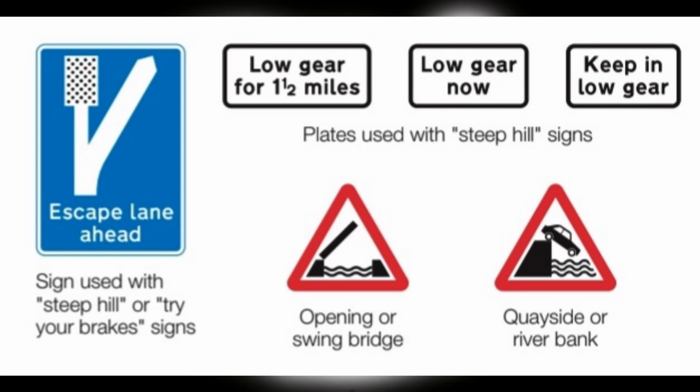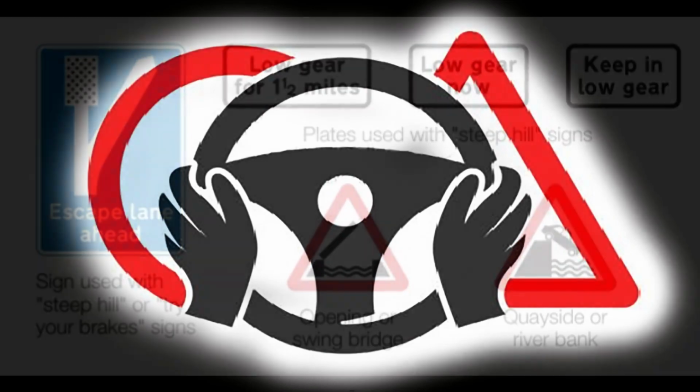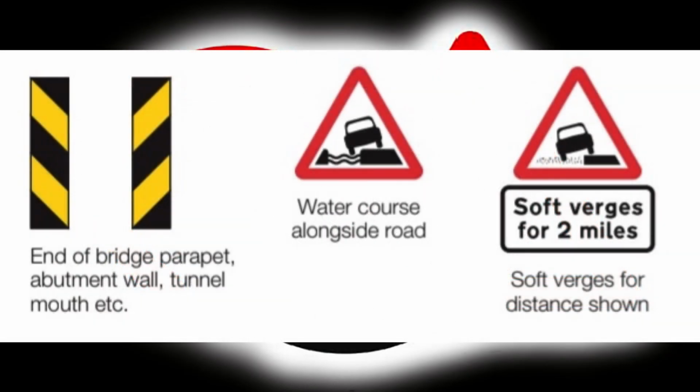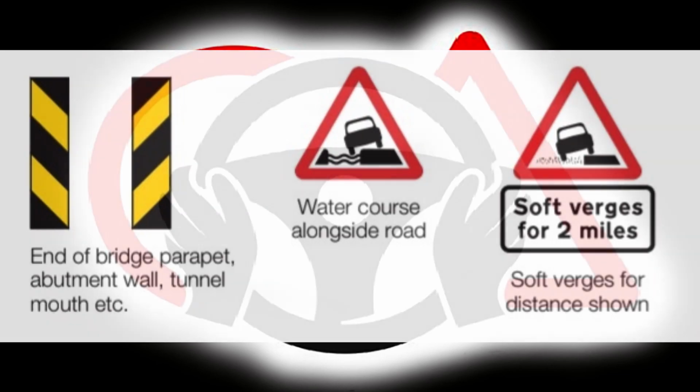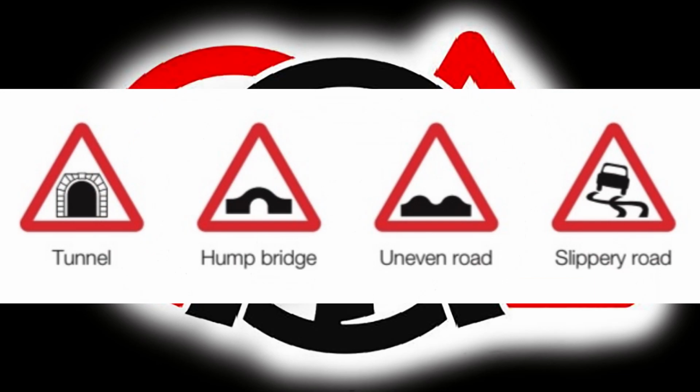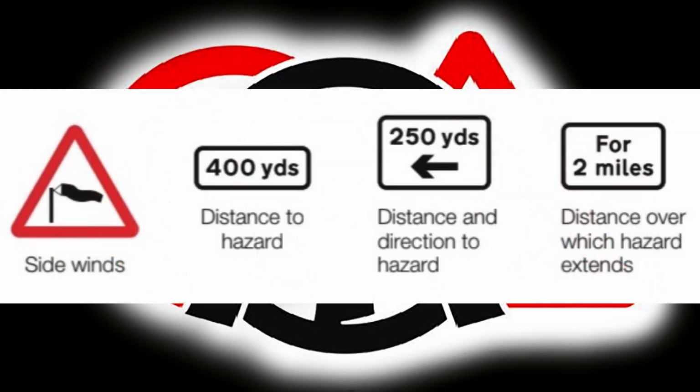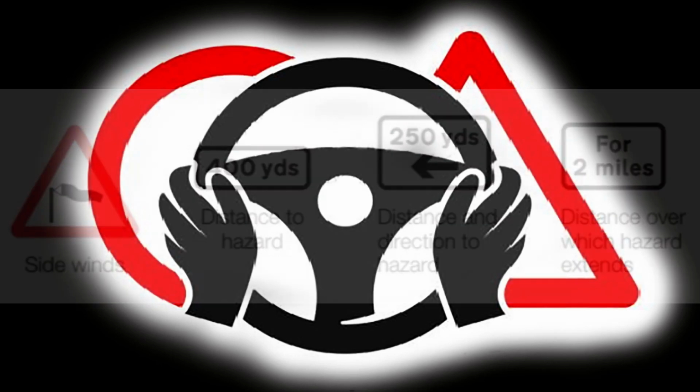Opening or swing bridge. Quayside or river bank. End of bridge parapet, abutment wall, tunnel mouth, etc. Water course alongside road. Soft verges for distance shown. Tunnel. Hump bridge. Uneven road. Slippery road. Side winds. Distance to hazard. Distance and direction to hazard. Distance over which hazard extends.